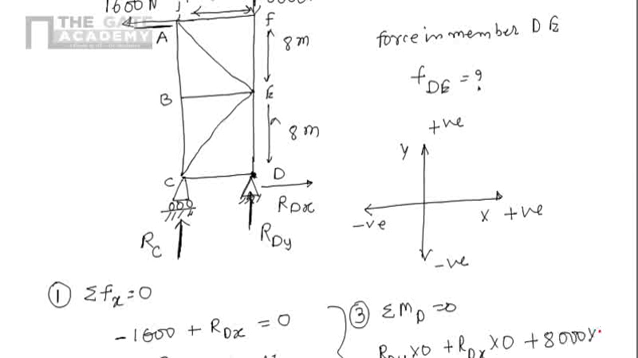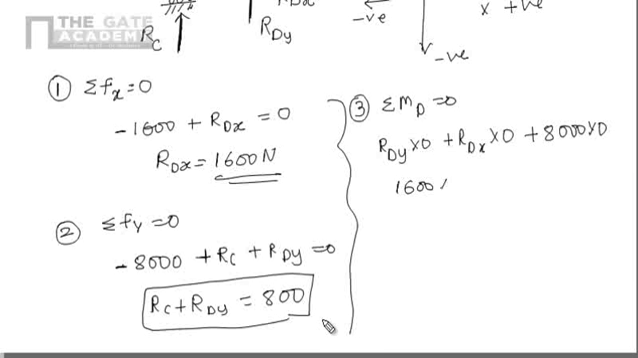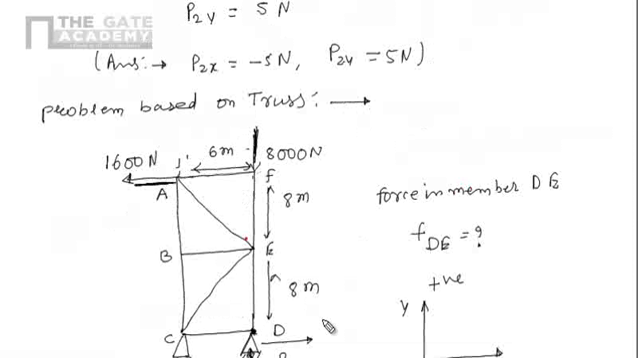So 800 into 0. Similarly, if you see the 1600 Newton force, the perpendicular distance will be 8 plus 8, that is 16. Because this is 16, the moment due to this 1600 Newton force at point D will be 1600 into 16, because 8 plus 8 is 16, and the direction is anti-clockwise. So according to our sign convention, clockwise is positive, anti-clockwise is negative.